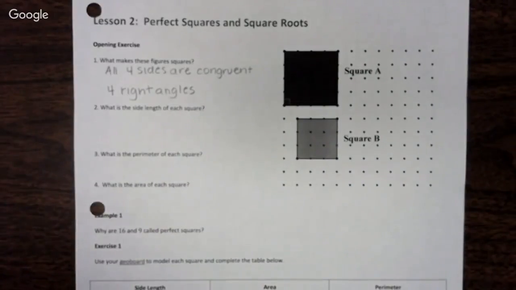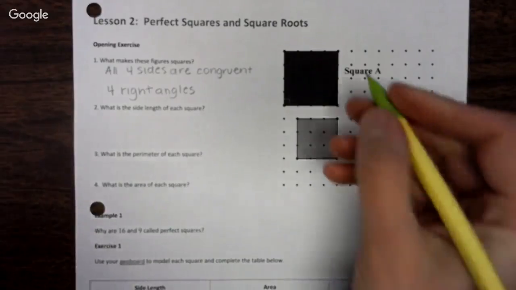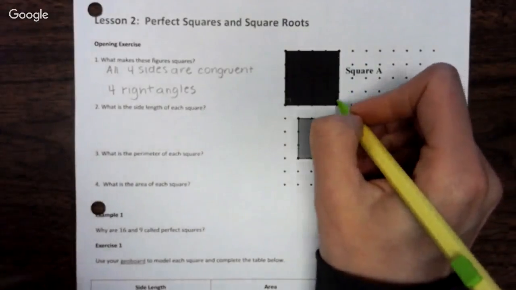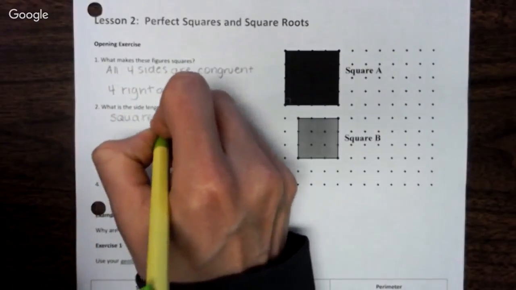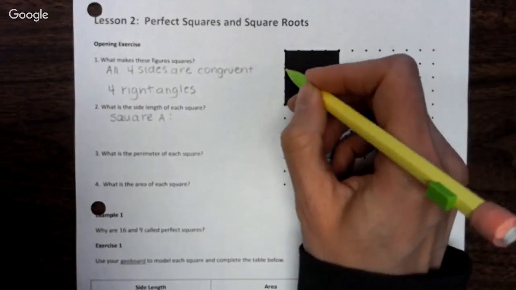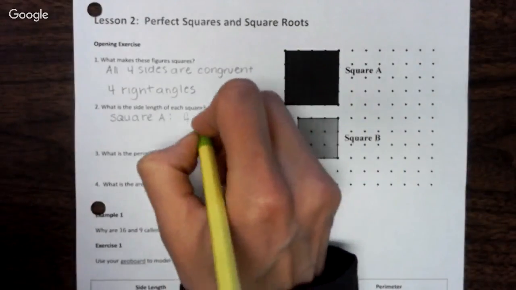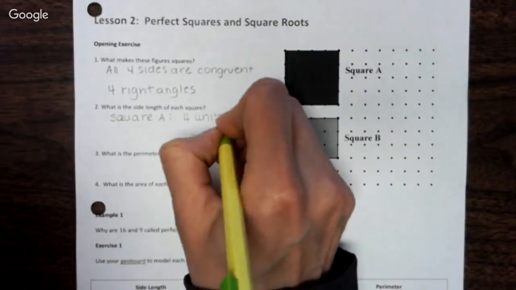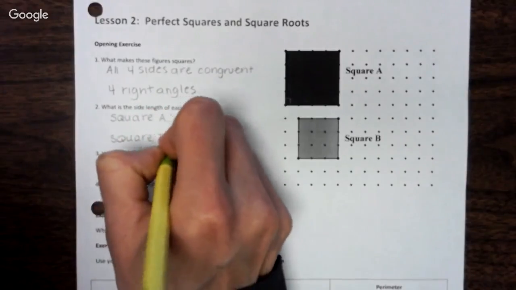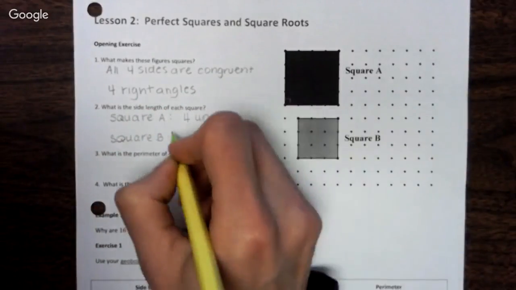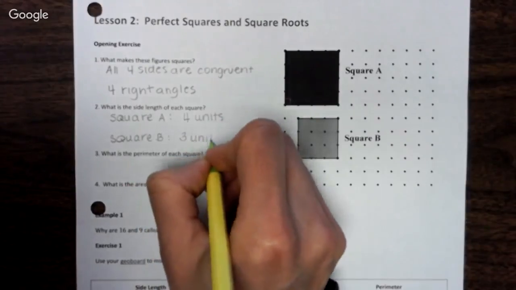All right, so number 2. What is the side length of each square? So the side length of each square, let's look at side length of square A. Okay, so square A, count it up. You have 1, 2, 3, 4 units. All right, let's talk about square B. Square B, if you count this out, that would be 3 units.